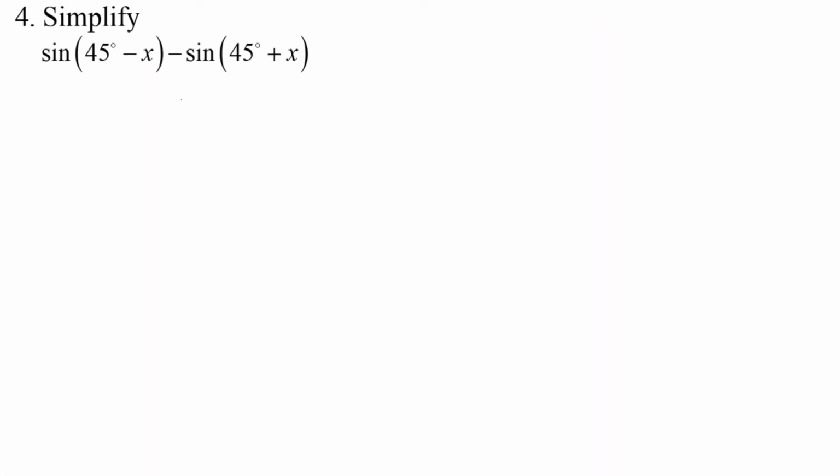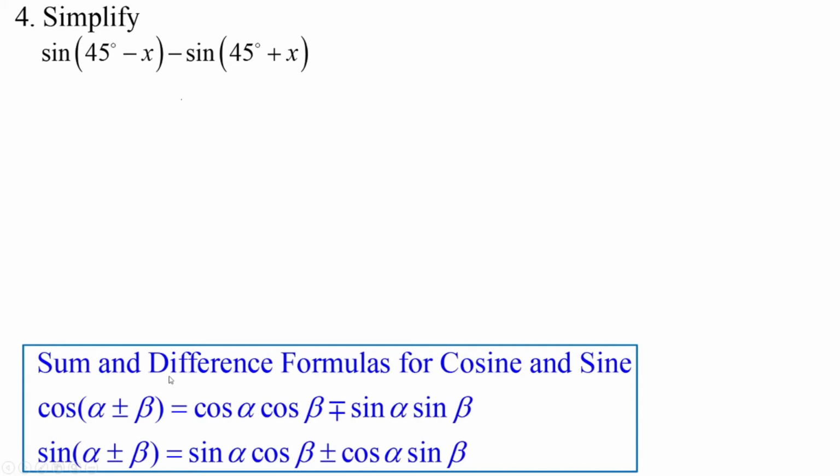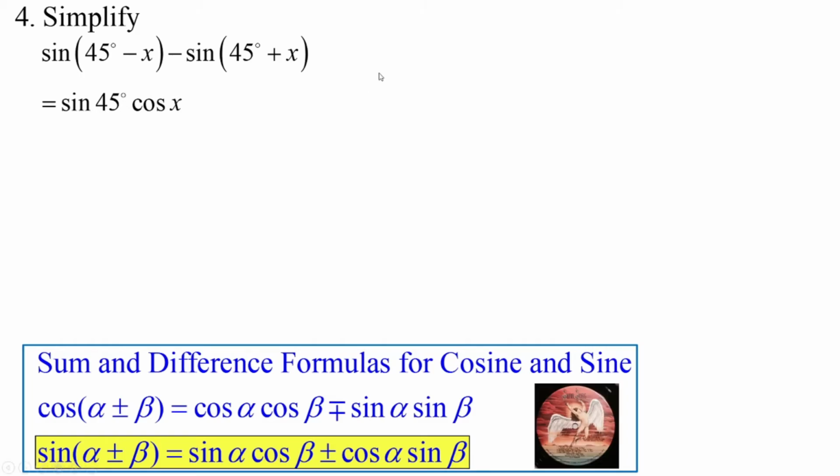All right, number 4. Same type of problem. So let's go with sine of alpha plus or minus beta. All right, so now with the sine, we're going to start with the sine of 45 degrees. And now we're going to go cosine of the x. And do you see the minus right here? The sign remains the same. We're going to have a minus right here, and that is because if I have alpha minus beta, I've got the minus there. And then we're going to go cosine of 45 degrees and sine of x. Okay, that's that first term.